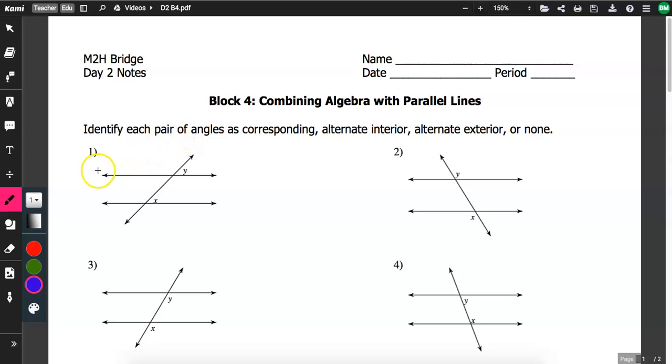All right, we're on our last set of notes for day 2. So day 2, block 4. Now we're going to combine some algebra with our parallel lines. So a little bit more practice with the definitions we talked about in the last video.